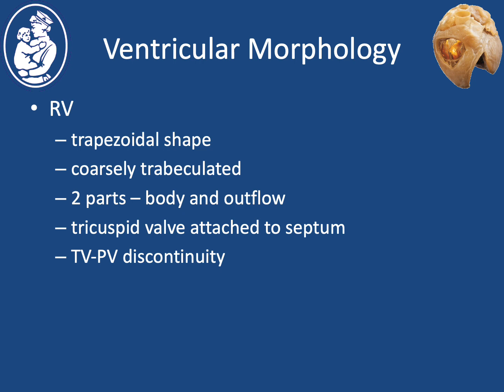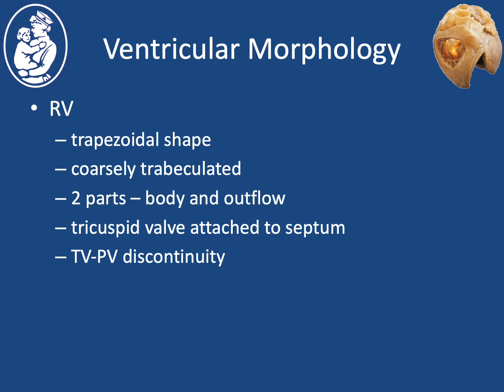The typical features are a trapezoidal shape to the ventricle, coarse trabeculations inside the right ventricle. The right ventricle is usually divided into a body or inlet part that receives the attachments of the tricuspid valve, and an outlet or infundibulum or conus that supports the pulmonary valve.